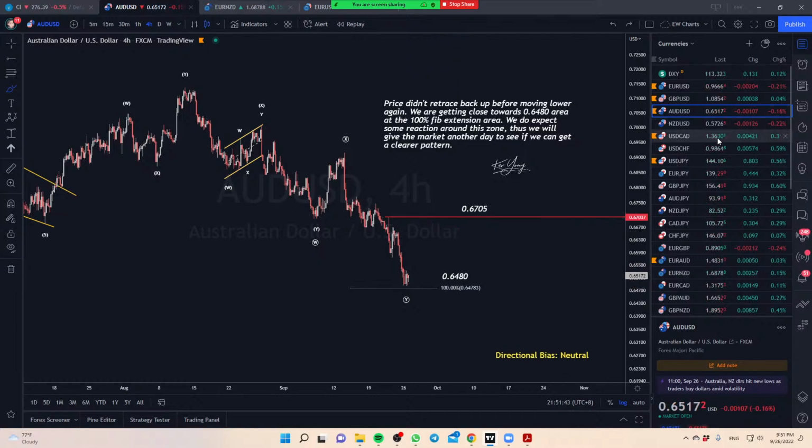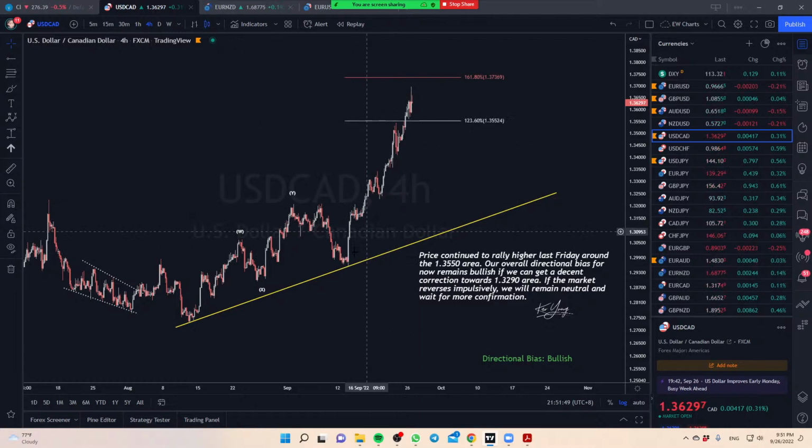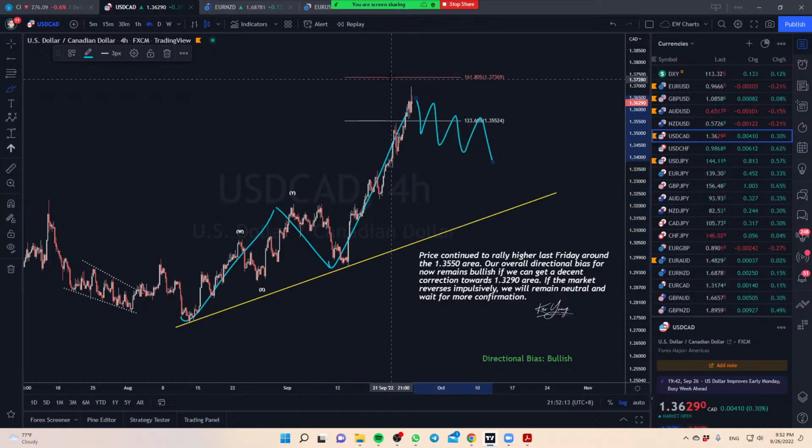Okay, and then we have the dollar Canadian. The dollar Canadian, as of last week, we have seen a very, very significant rally. However, we are now entering into this zone between the 123.6 and the 161.8 Fibonacci extension. What I'm seeing over here is this is a 1, 2, and then this is the third move. So every time, as I mentioned, in terms of FX, when we see a 3-wave move, there's a good possibility that we're going to see a bigger pullback.